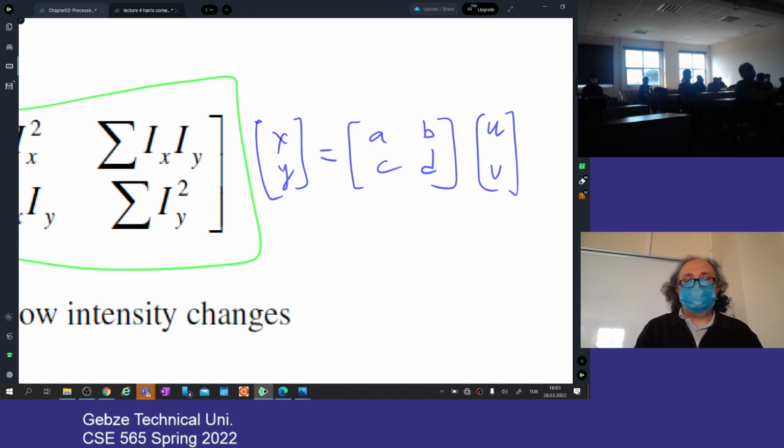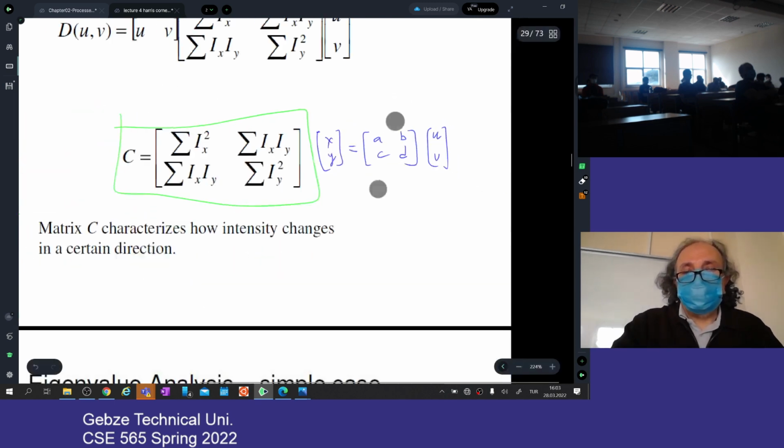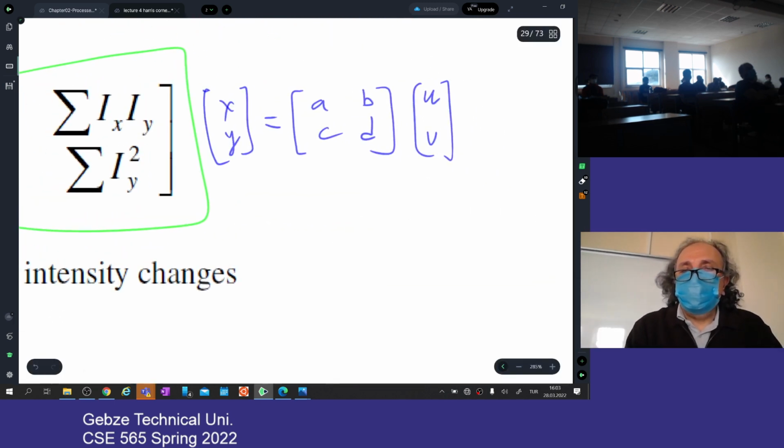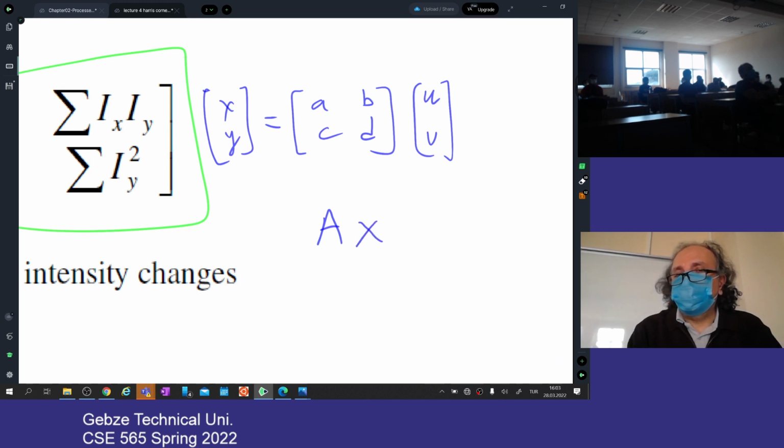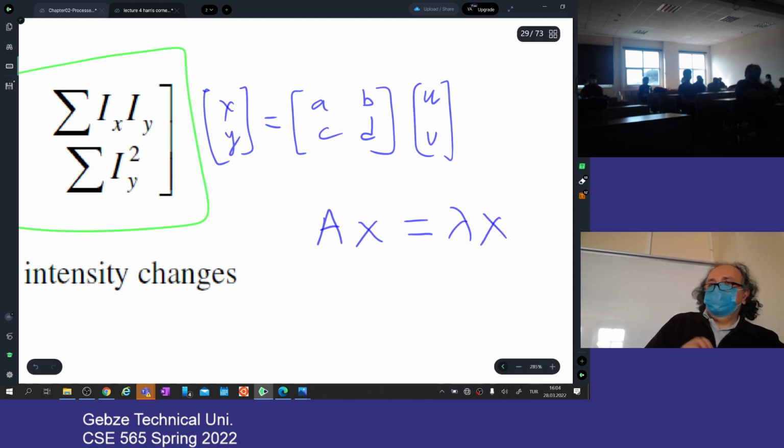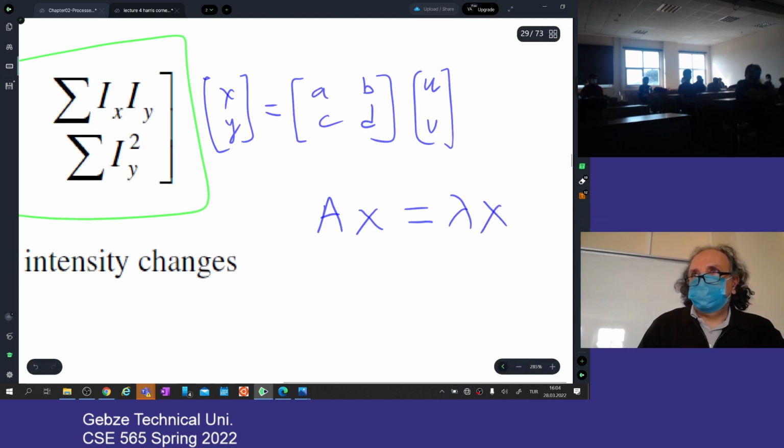From your linear algebra course? Maybe you will remember this. Let's say this is a matrix, a 2 by 2 matrix, and this is a vector, just a 2-dimensional vector. If I do this multiplication and I get something like this, lambda is just a scalar. Okay, what does that mean?